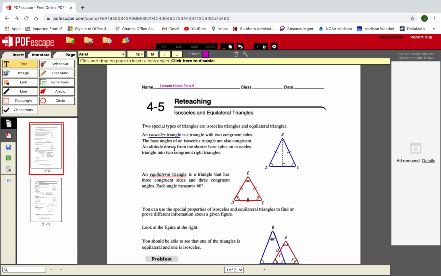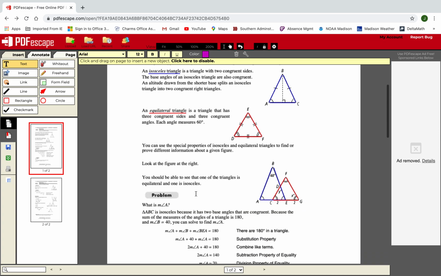So this says that an altitude drawn from the shorter base splits an isosceles triangle into two congruent triangles. An altitude is a segment that goes from a vertex perpendicular to the side across from that vertex. So this is an altitude drawn from vertex B perpendicular to side AC. And in an isosceles triangle, it splits the triangle into two congruent right triangles, which can be very handy because we know a lot of things that we can do with right triangles, and we're going to learn a whole lot more.